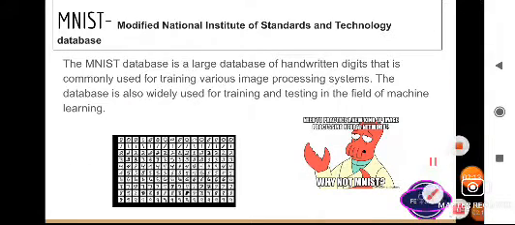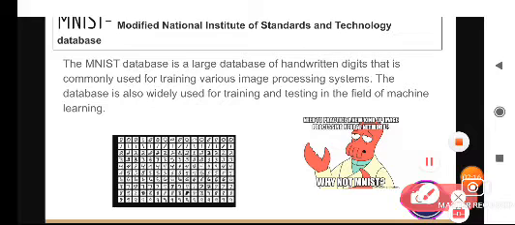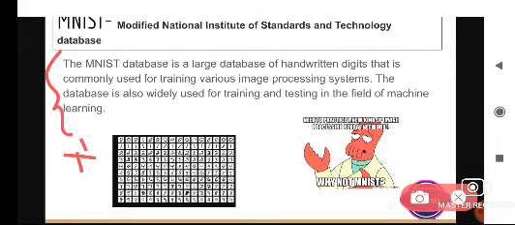The MNIST dataset. An MNIST dataset or database is a large database of handwritten digits that is commonly used for training various image processing systems. The database is also widely used for training and testing in the field of machine learning. For every machine learning student, it is an important part of ML. So what is this MNIST dataset? It is a large dataset containing digits, numbers and characters which you want your machine to learn.